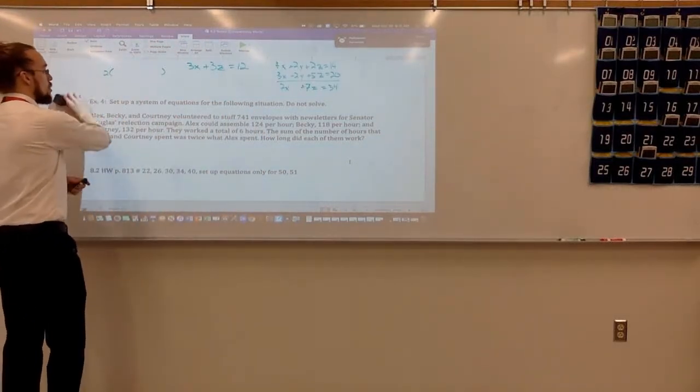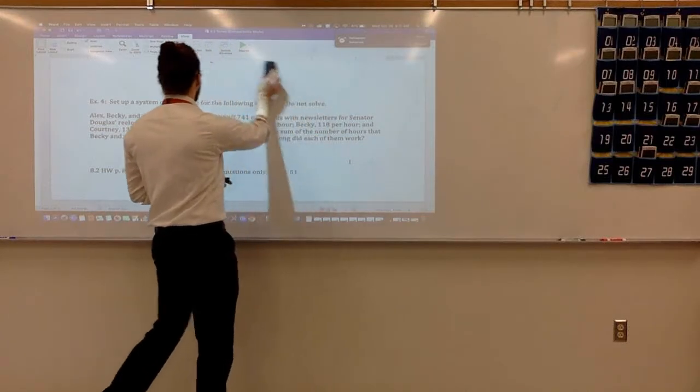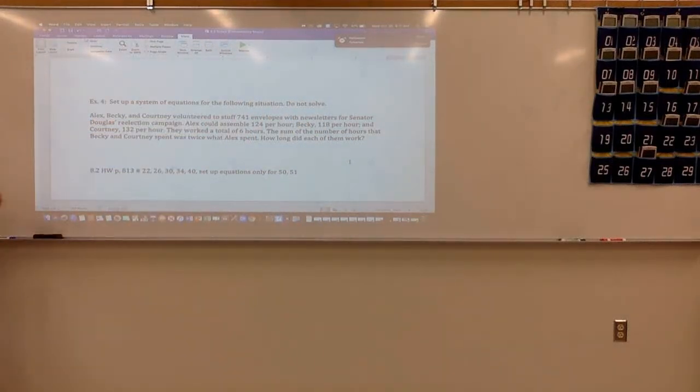Alright, let's take a look at one last problem here. For this, we want to set up the system, but we're not going to solve it. So we get a story problem. Alex, Becky, and Courtney are stuffing 741 envelopes for Senator Douglas's re-election campaign. Alex can do 124 an hour, Becky 118 an hour, and Courtney 132 per hour. They worked a total of 6 hours. The sum of the number of hours that Becky and Courtney spent was twice what Alex spent. How long did each of them work?